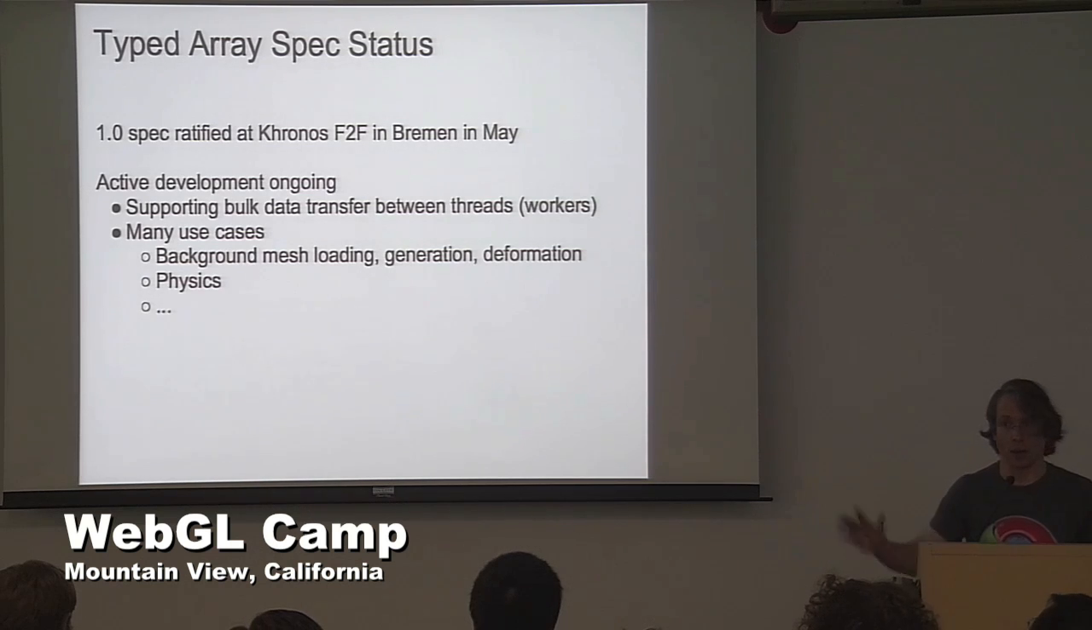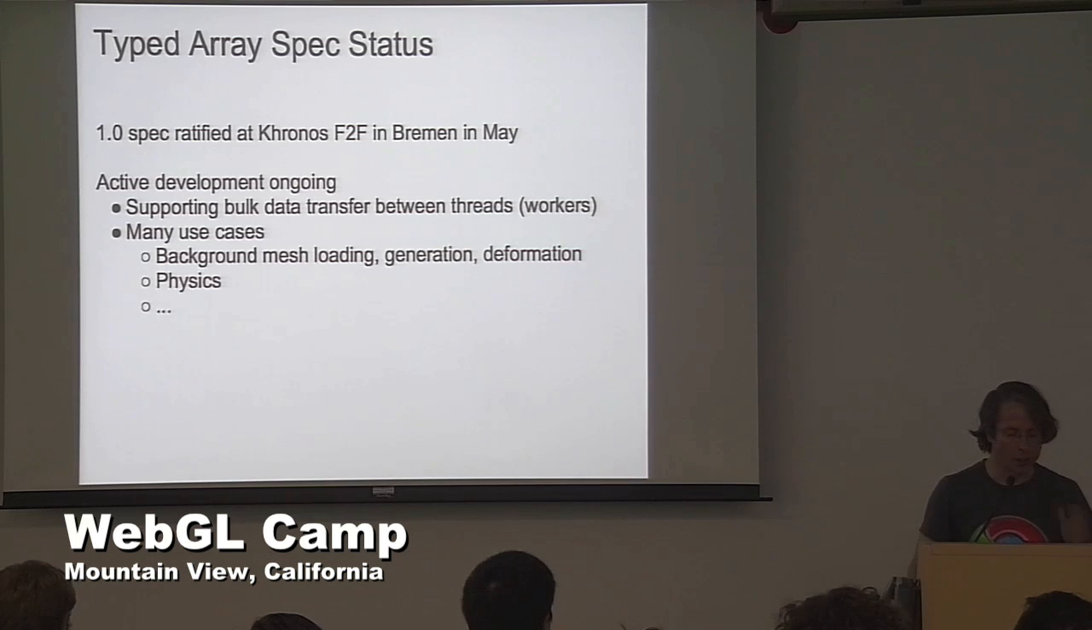Typed array spec. How many people know what the typed array spec is? All right, a few. Basically, this is a level underneath WebGL, but it's how WebGL submits its data to the graphics card. The 1.0 spec of the typed arrays was ratified at the Khronos face-to-face in Bremen this past May. So we finally have an actual spec. There is active development ongoing on the public forums, in public web apps in particular right now, and also on the public WebGL list, and also on the WHATWG mailing list. The basic idea is to support bulk data transfer between the main thread and workers. Number one hot issue. This will let you do large model loading in the background.